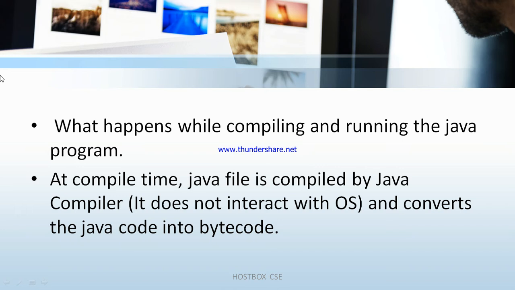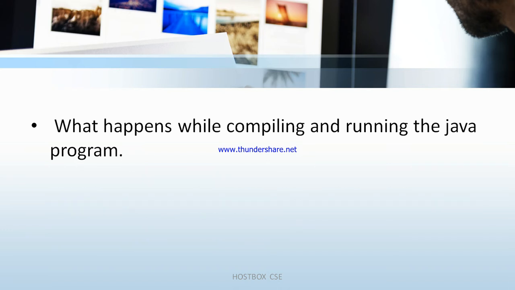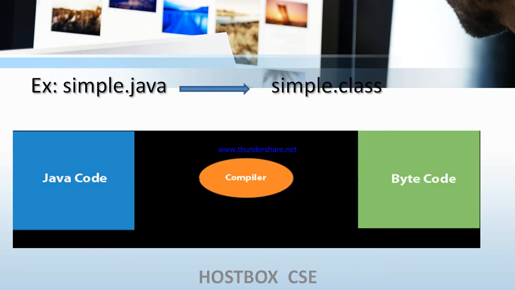So what happens while compiling and running the program? At compile time, the Java code is compiled by the Java compiler and converted into bytecode, and keep in mind that it does not interact with the operating system. For example, if you have a program called simple.java, it will convert to simple.class, that is, Java code converted to bytecode. This is the thing we have to know before going into the Java concepts deeply.